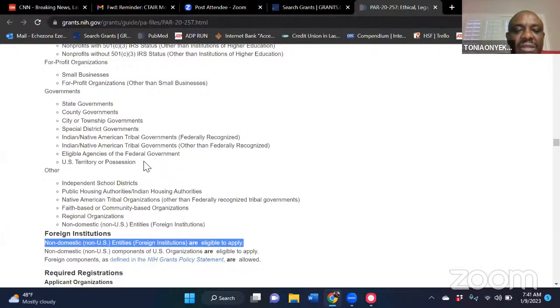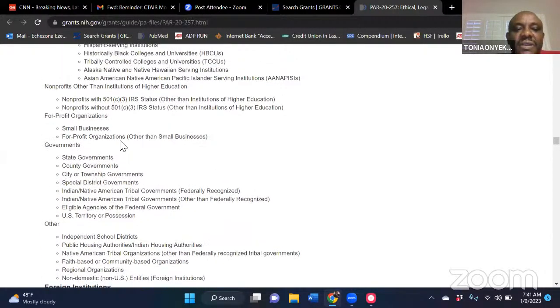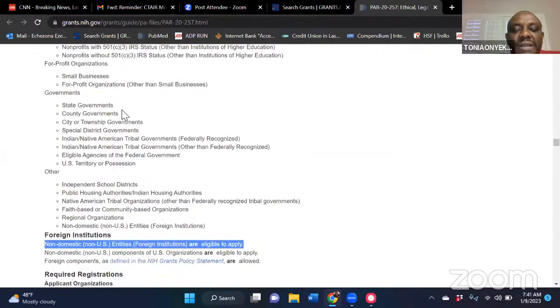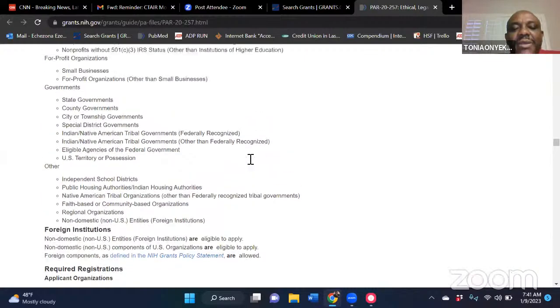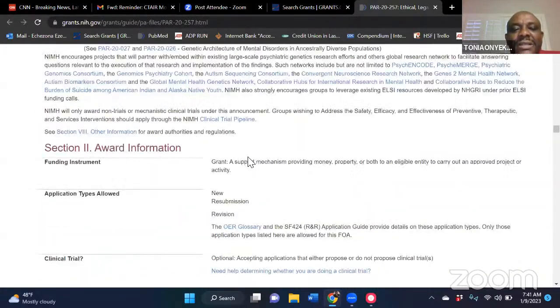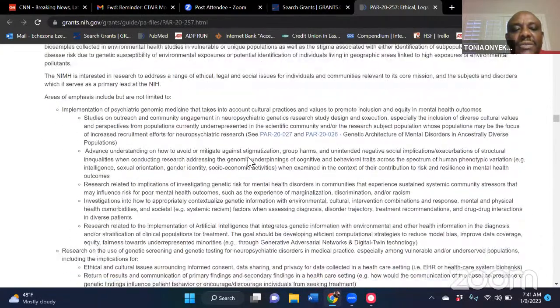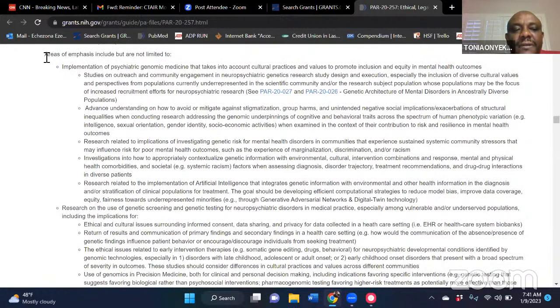Once you know that this is important, you can now see here for-profit, non-profits, government. You can see all the eligible higher institutions, so you see all of that. But for you, what matters the most is this. You only bother when you see this type of thing, foreign institutions are eligible to apply. So once you look at that, you say, okay, then you want to go back now and say, this is a grant I want to review. So if you look at that, you see some things like this. For example, you see this area of emphasis.